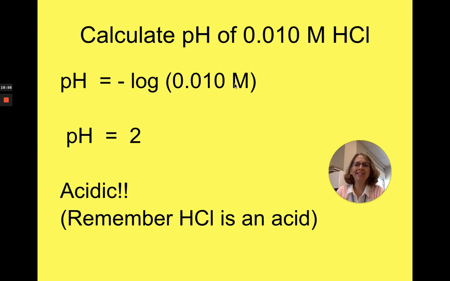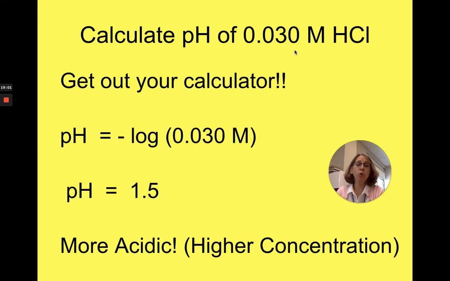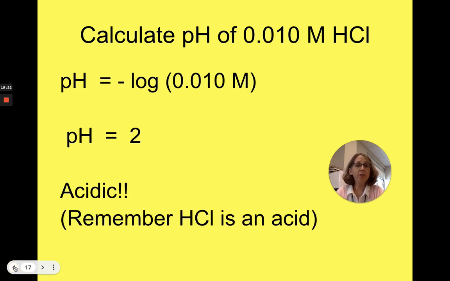Now, what if it's not a 1 times 10? What if it is a 0.03 molar hydrochloric acid solution? Again, you're going to want to get your calculator, negative, log, put in 0.03, parentheses, and you should have the calculator spit out 1.5. This makes sense. 0.03 molar has more hydrogen, is more acidic than 0.01 molar. That's why the pH is lower.